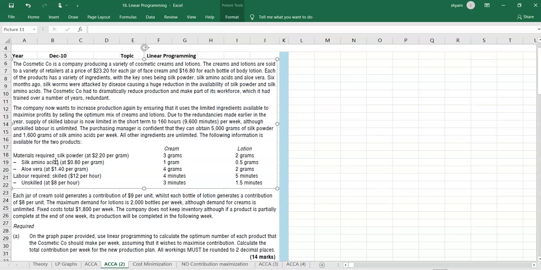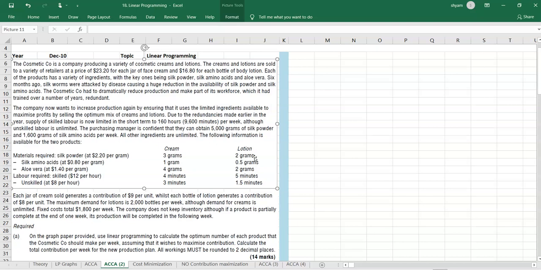Materials required is silk powder at 2.2 per gram. That's the price of it. We don't much bother about the price. What we are bothered about is the gram availability. So 3 grams, 2 grams, and these are also in grams. The silk powder is 5,000 grams, so it is going to be 3x plus 2y equals a maximum of 5,000 grams. Be careful on this conversion also.